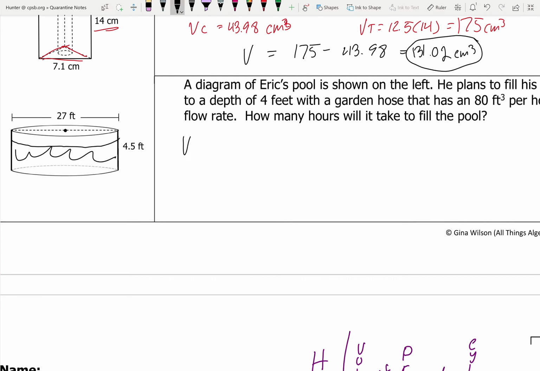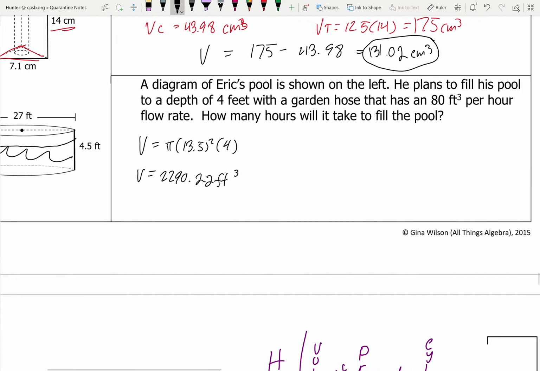So the volume we're filling up to, it is a cylinder still, right? It has a height of 4 foot. Okay, my diameter of this cylinder is 27 feet, so my radius will be 13.5. So my volume is pi times 13.5 squared times the 4 feet, which gives me 2290.22 feet cubed.